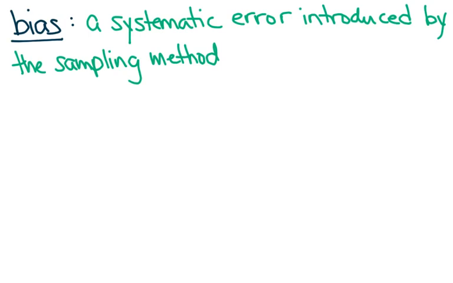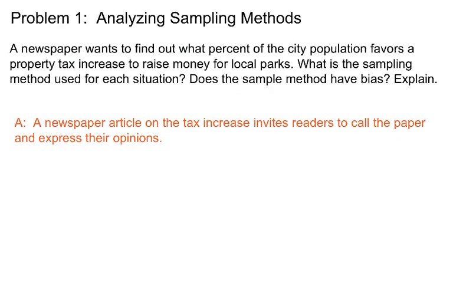The problem we're going to run into when we do surveys is something called a bias. A bias is a systematic error introduced by the sampling method. Sometimes part of the population is being overrepresented or underrepresented. So let's do an example.